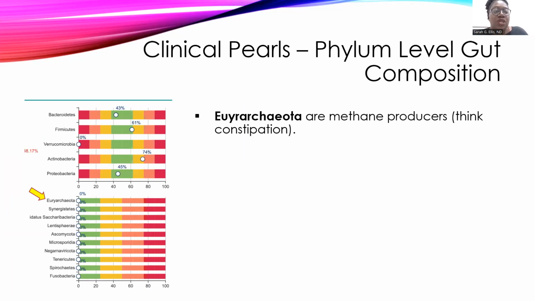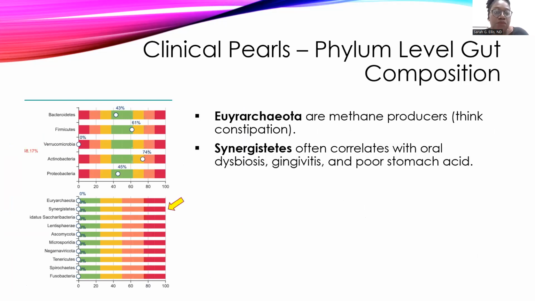In addition, we measure these phyla as well. So the Euryarchaeota, these are methane producers. As you may know, methane directly impacts gut motility. And so think constipation and SIBO. Synergistetes, this section right here, often correlates with oral dysbiosis, gingivitis, and poor stomach acid.